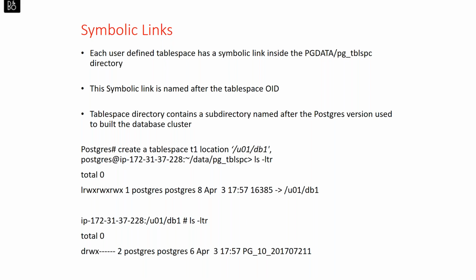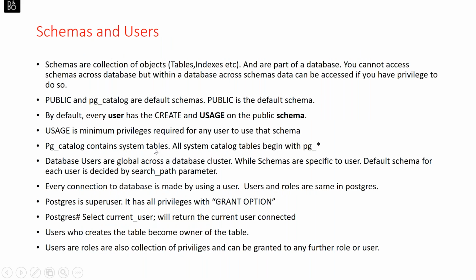Okay, got it. So, schema. I think schema was explained earlier as well, so let us go through all these bullet points once more. Schemas are a collection of objects, and they are part of a database. You cannot access a schema across databases, but within a database, you can access across schemas if you have the privilege to do it. What this means is that across databases you cannot access the collections of data; it is not allowed.